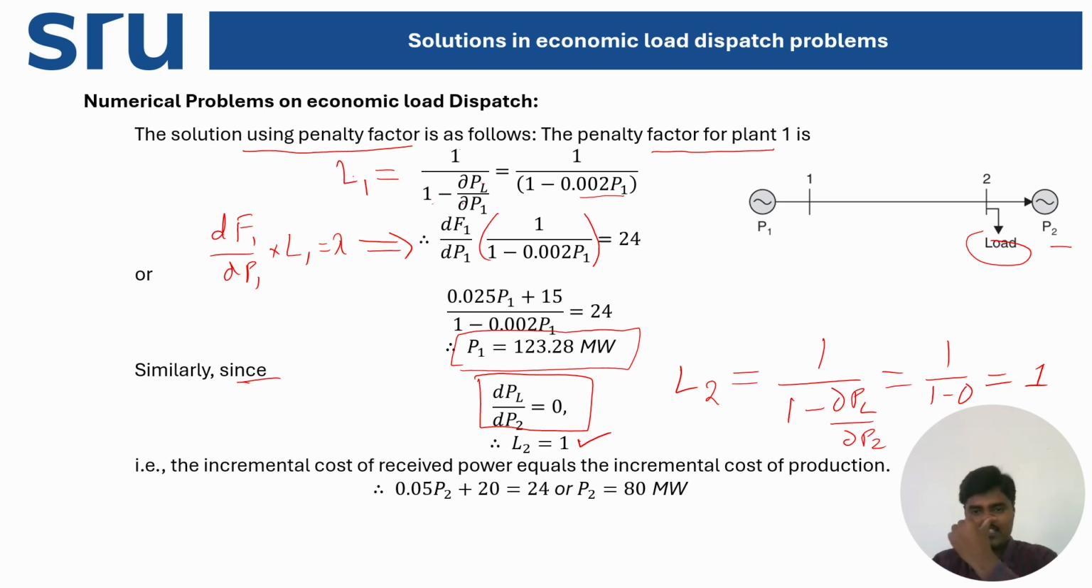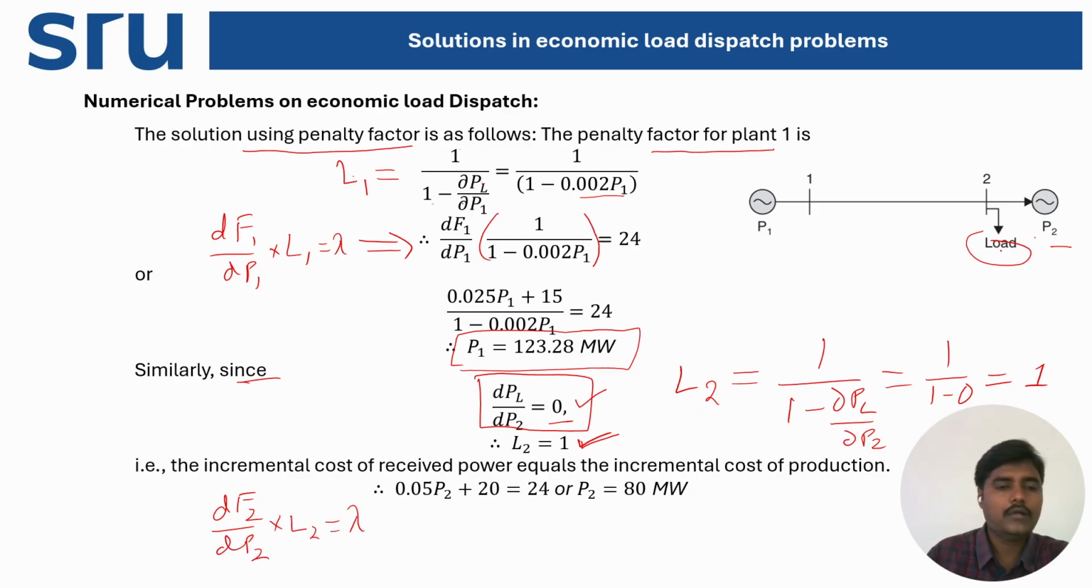So from the next time onwards, directly you can represent that whenever the load is connected near to any one particular plant, that particular plant's penalty factor value will become directly 1 and ITL value will become directly 0. Now again by using the coordination equation for plant 2, that is dF2 by dP2 into L2 is equal to lambda. By using this equation, if you substitute all the values, then you will get P2 as 80 megawatt. So once you got P1, P2 values, you know very well, use power balance equation to find power demand value.